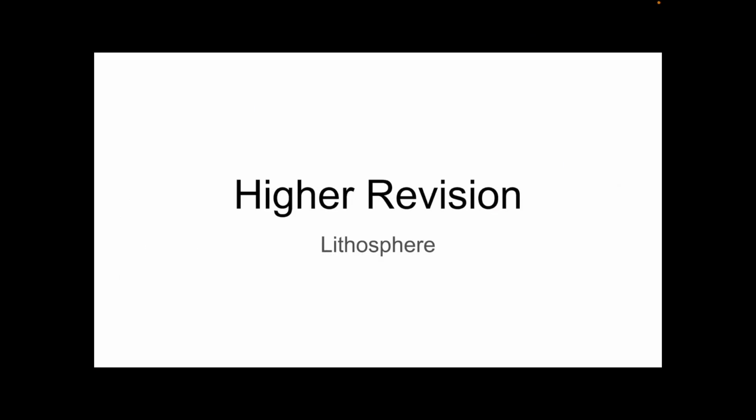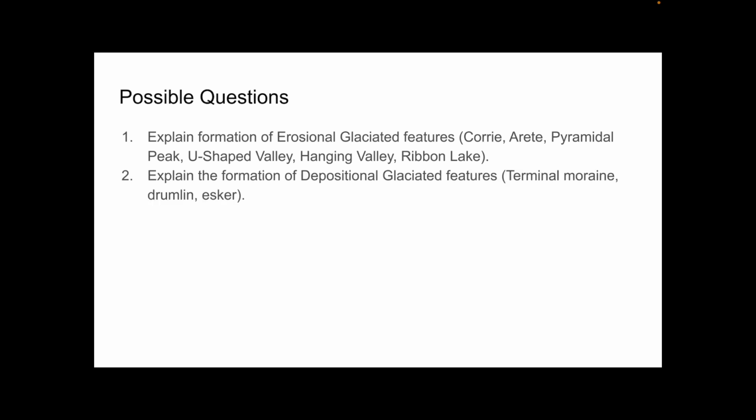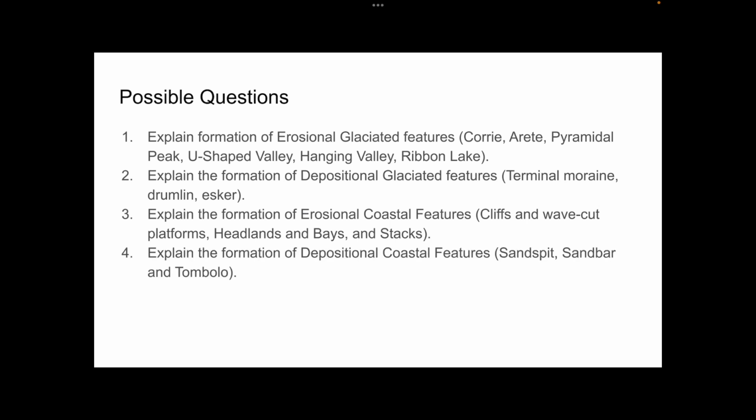Lithosphere revision and key points in particular. So first of all, here are the possible questions which could come up. So we have to explain the formation of our erosional glaciated features, and there are quite a significant list of these. Then we've got the same, but our depositional glaciated features, and there's 3 of these possible that could come up. Then we've got the formation of our erosional coastal features, and the list is there. And then we've got our formation of our depositional coastal features. Now, on top of this, you also have your conflicts and the management strategies for conflicts, but I'm not going to focus on them on this video.